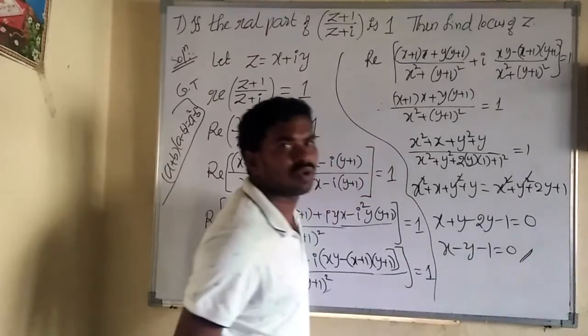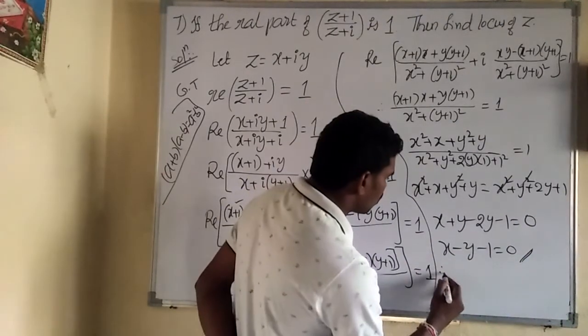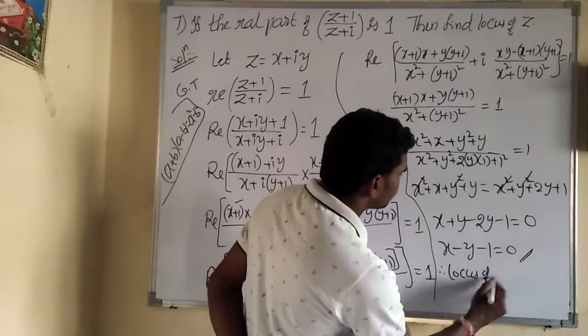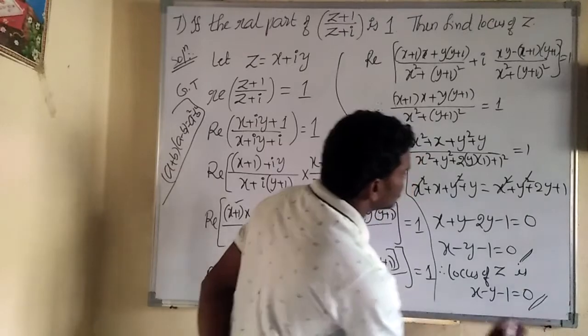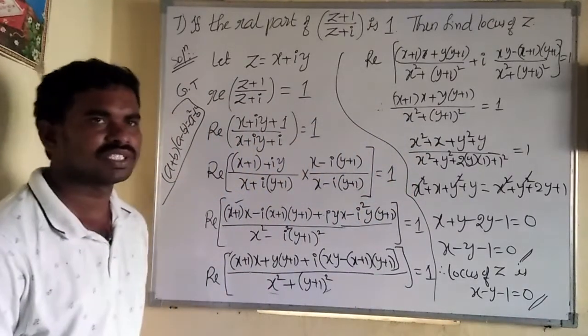So this is the locus of z. Therefore, the locus of z is x minus y minus 1 equals 0 is the equation. Is it clear? See the next question.